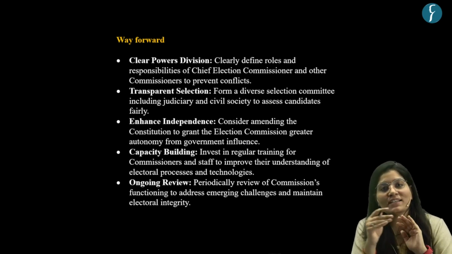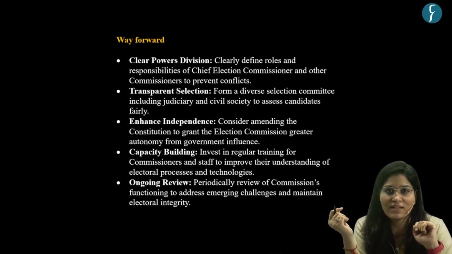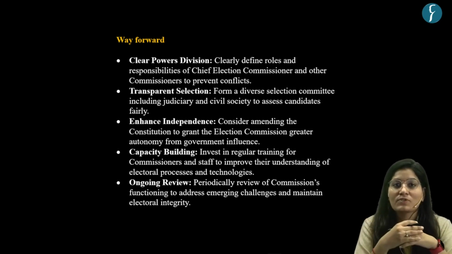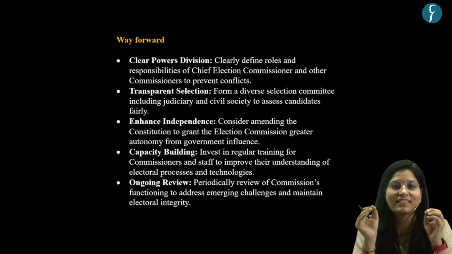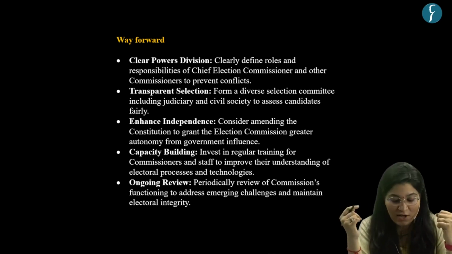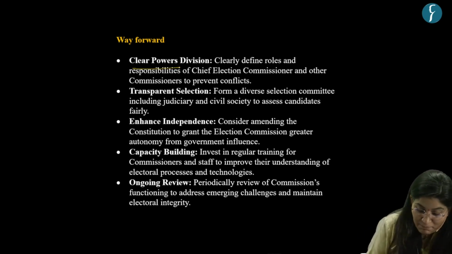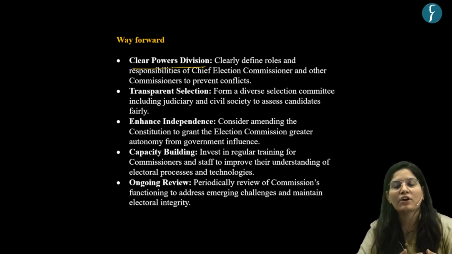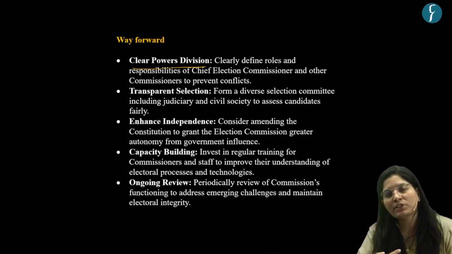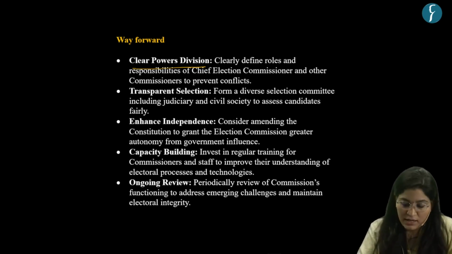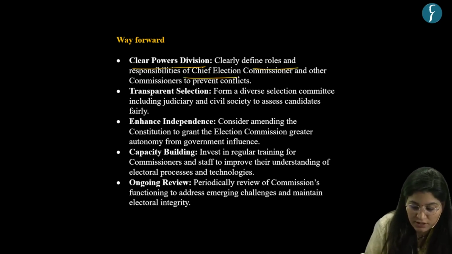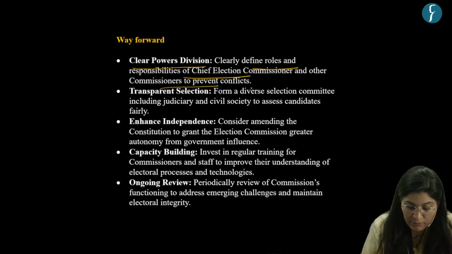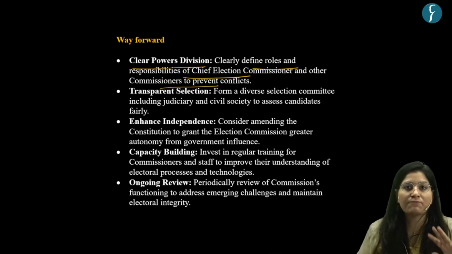Now, appointment is one of the issues faced by the Election Commission. But to strengthen this body, we need 360-degree reforms. And what are those reforms? Clear power division. Just now I told you that because of the lack of clear power division, there is a rift between the CEC and ECs, which obviously hampers the functioning of the Election Commission. So what is the ideal thing? To have clearly defined roles and responsibilities of the Chief Election Commissioner and other commissioners to prevent conflicts. Okay, this is the first way out.